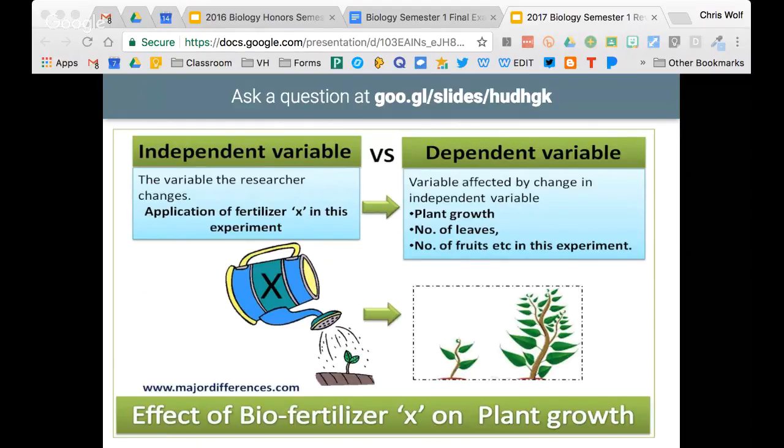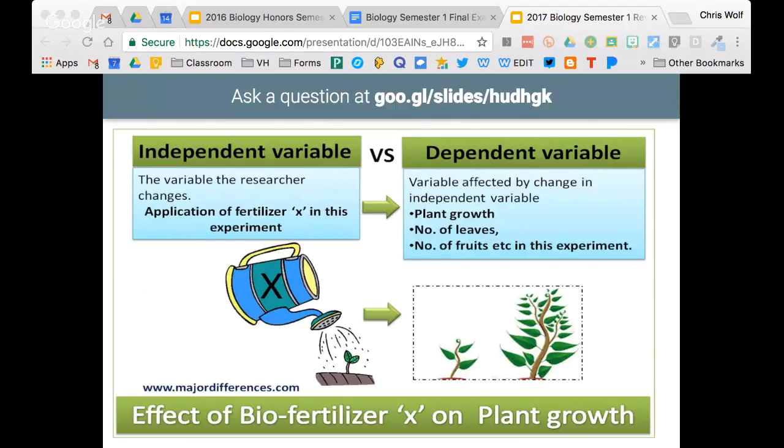In this example, you have adding fertilizer to a plant. That would be the independent variable. That is what the researcher is testing. They're testing to see the effects of fertilizer on plant growth. Dependent variable is what is affected or what is the outcome, what is changed by the independent variable.